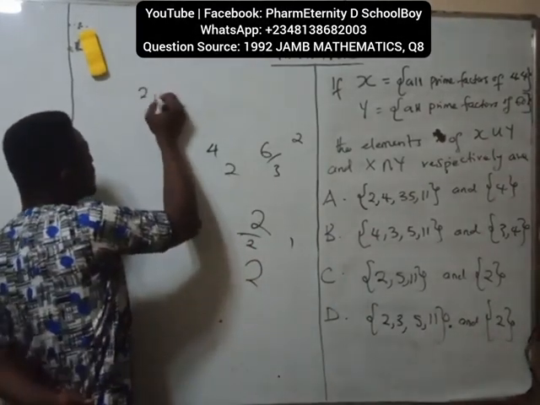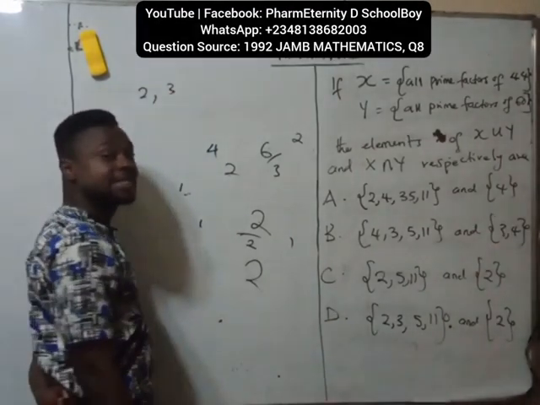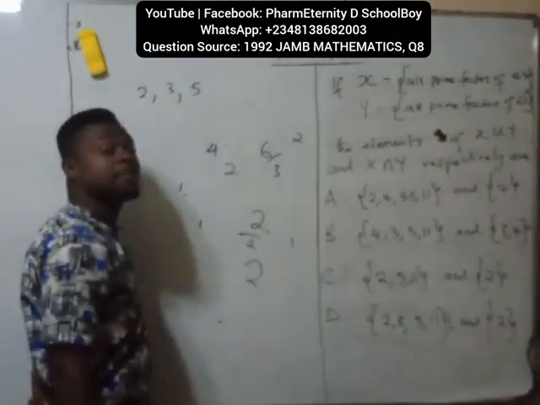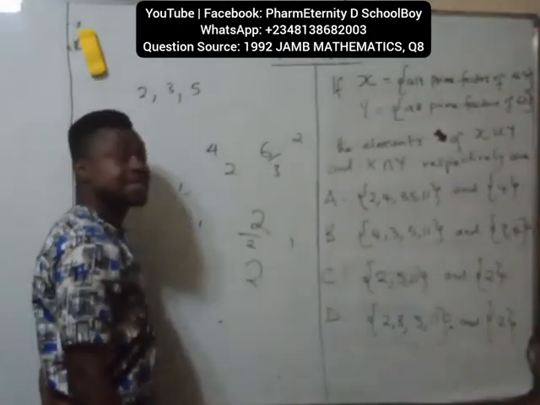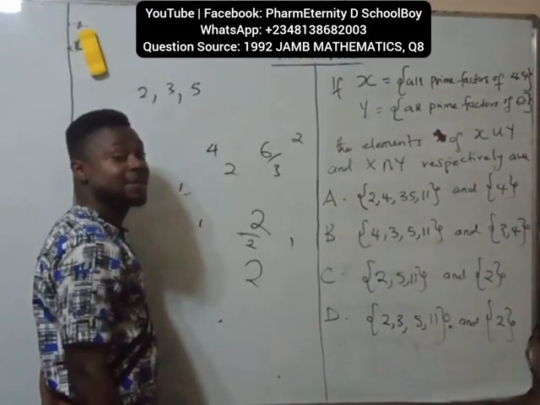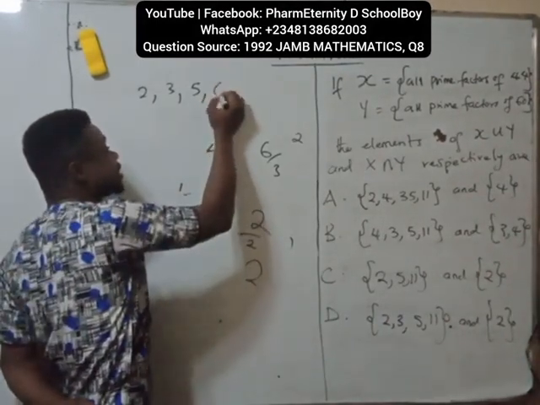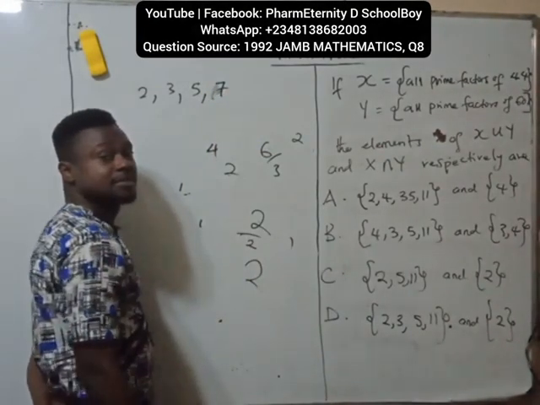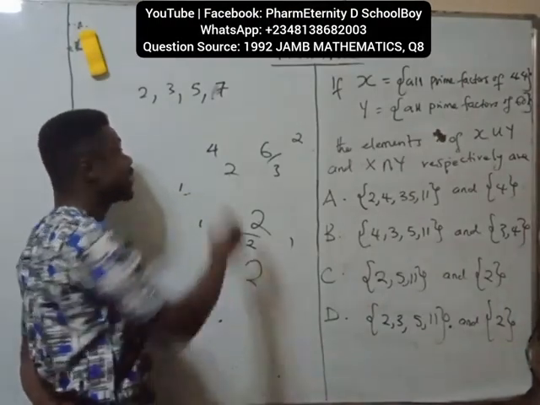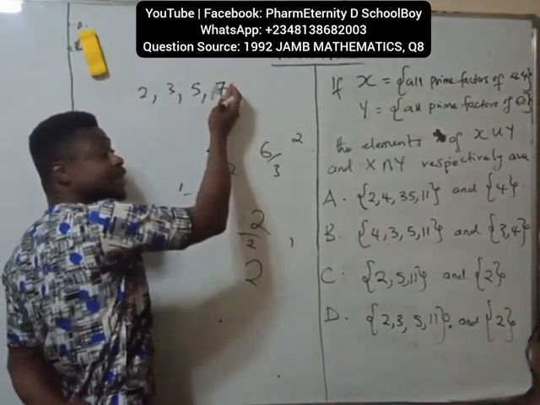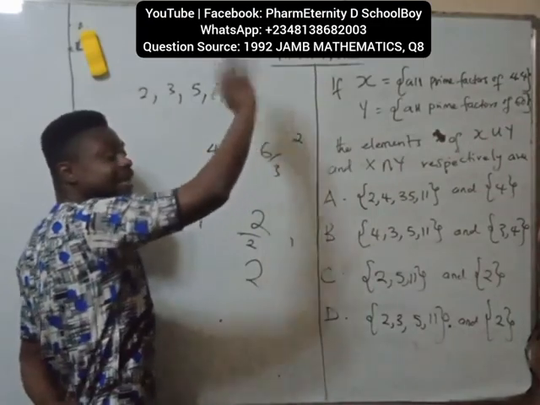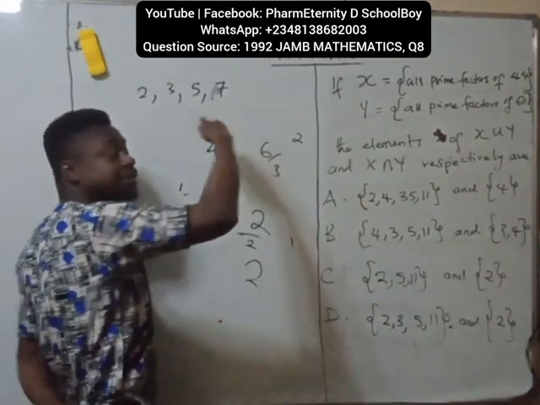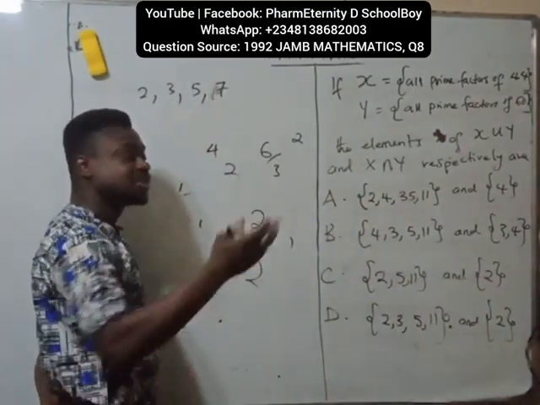Another prime number is 3. No other number can divide 3 except 3 and 1. Another one is 5. No other number can divide 5 except 5 and 1. Another one, 6 is not a prime number. 7 is another prime number. No other number can divide 7 except 7 and itself. 8 is not a prime number. 9 is not a prime number because 3 can divide 9. 2 can divide 8, so they are not prime numbers. 10, 5 can divide 10, so 10 is not a prime number.